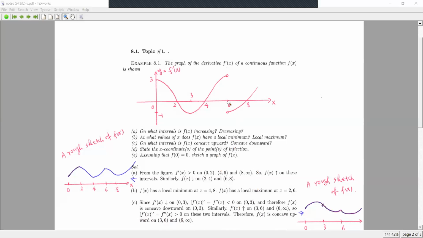Similarly, from 6 to infinity, the curve is increasing, so the derivative of this curve is positive. The derivative of this is the second derivative of f, which is positive. So over this interval, the function f is concave up.